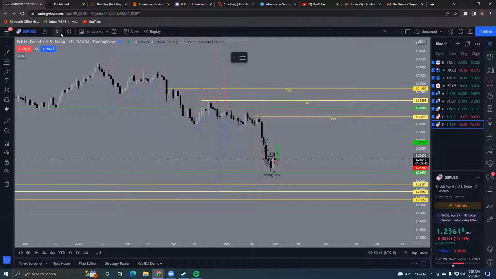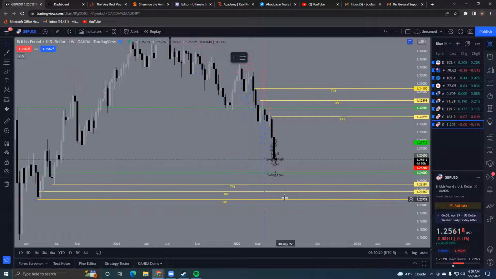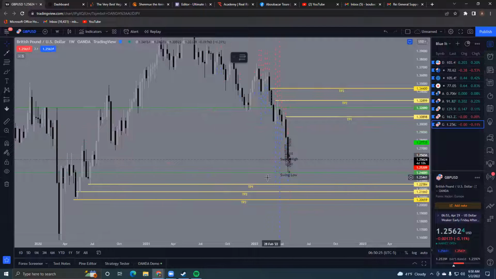Feel free and play patient. At that point, again, move your stops to break even and hold it. But because of all this momentum coming down the weekly, I would assume it's not going to come up all the way.